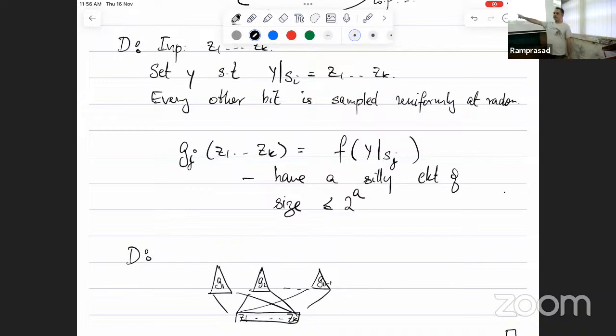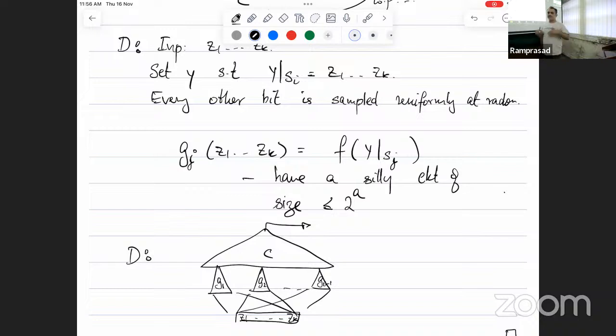Each of these outputs is now supposed to be f of y restricted to S1, f of y restricted to S2, up to f of y restricted to S(i minus 1). And this is exactly what C is expecting as input. So I put the circuit C on top. That is going to be my new circuit D.